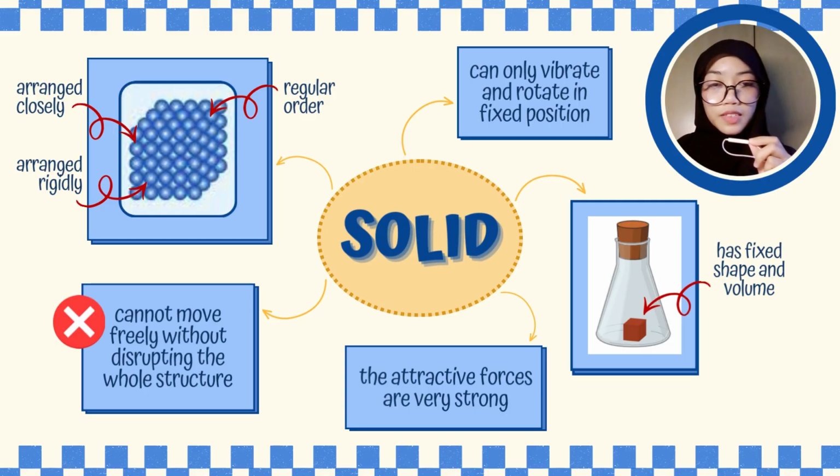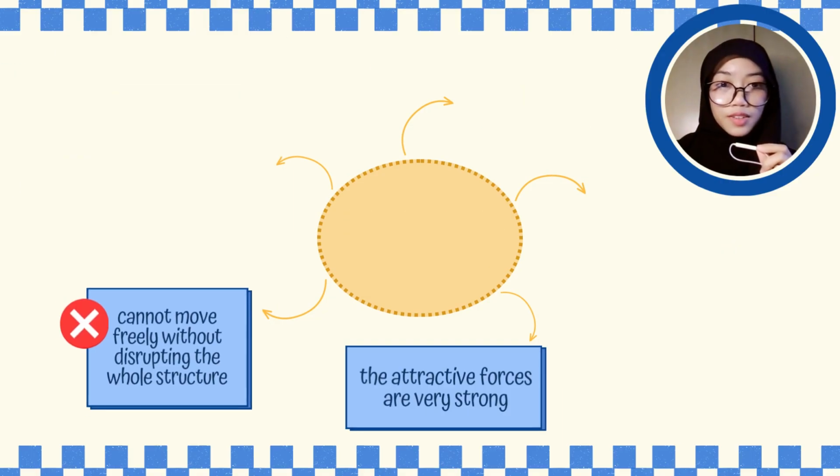First, solid particles are arranged closely in a regular, rigid order. While it cannot move freely without disrupting the whole structure, the particles can only vibrate and rotate in their fixed positions. Speaking of fixed, solid matter has a fixed shape and volume. And last but not least, the attractive force in these particles is very, very strong.